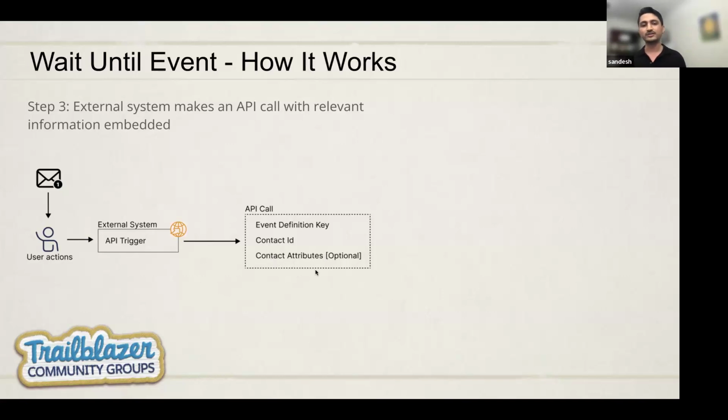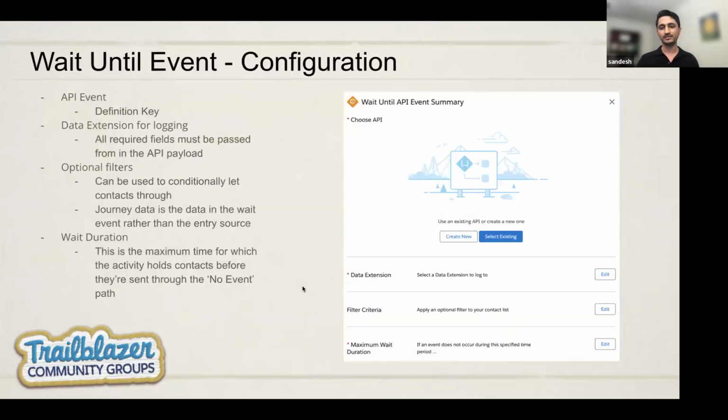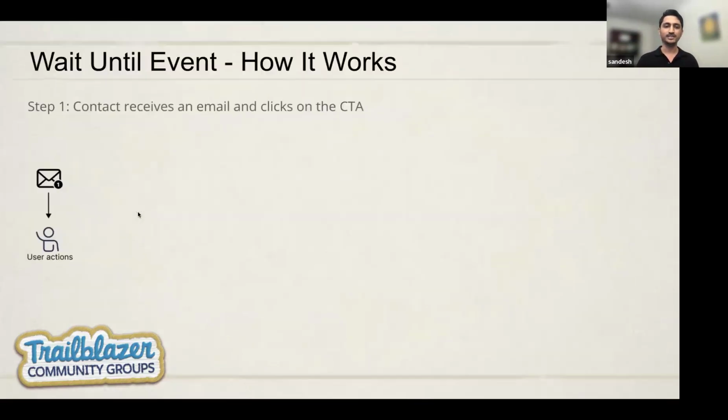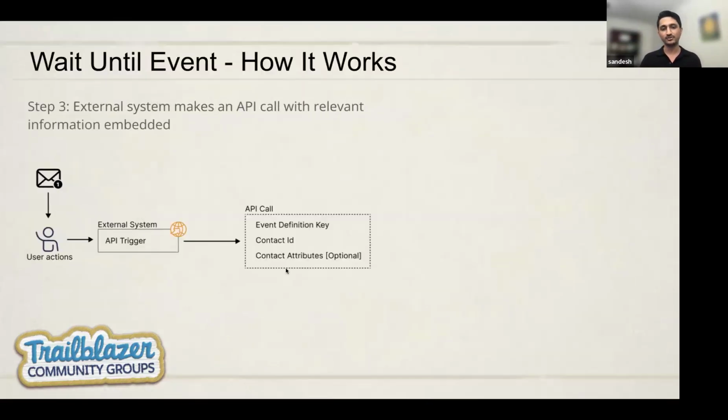And now we also have optional attributes. You can set other contact attributes like first name, last name, whatever your use case demands. And of course, if you have your event filters, if you have the filter criteria defined on journey data that has first name and last name, then you need to send those here, right? But if you don't, then these are really optional.